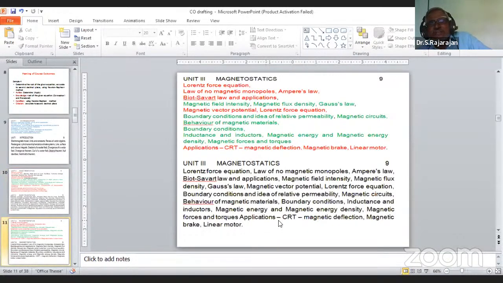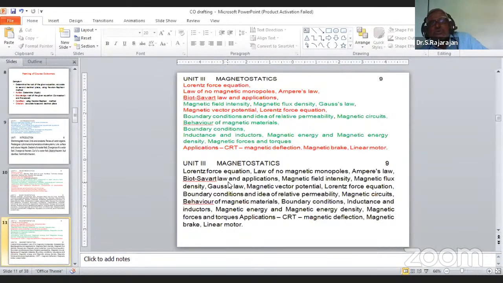So this CRT is the application of magnetostatics. Magnetic deflection, we have to explain by using CRT. Magnetic brake is one more application. Linear motor is one more application. These are all different applications. In the third unit, the last two lines are more or less applications of magnetostatics.